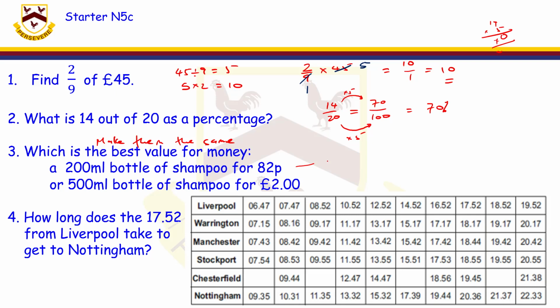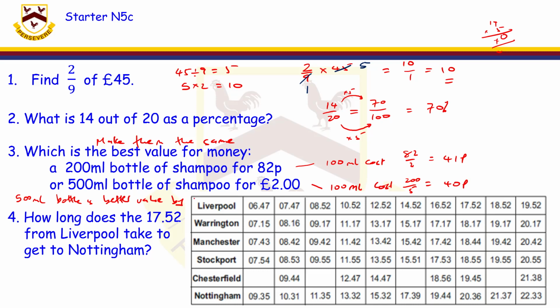So on the first one, 200ml, to get to 100ml, I've divided by 2, so I've got to divide 82 by 2, which is 41 pence. And on the 500ml bottle, 100ml is going to cost, to get from 500 to 100 is divide by 5, so I've got to divide £2 or 200p divided by 5, which gives me 40 pence. So make sure you state that the 500ml bottle is better value by 1p per mil. Okay, sorry, per 100ml.